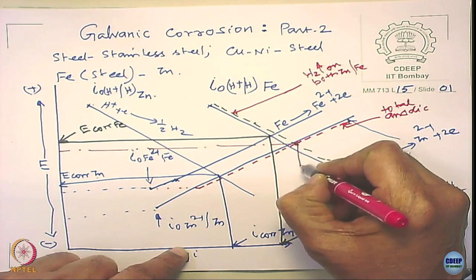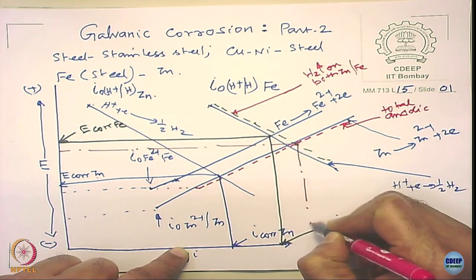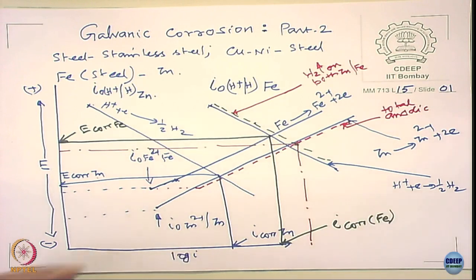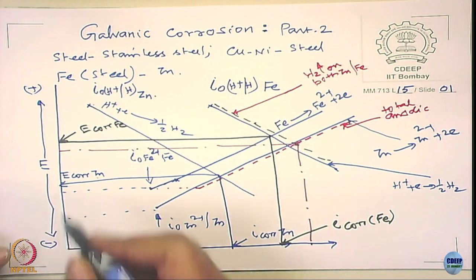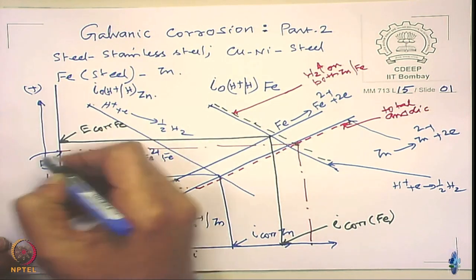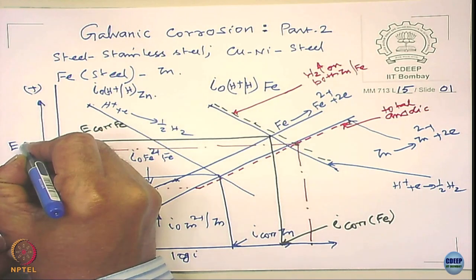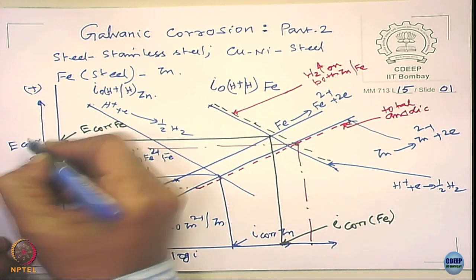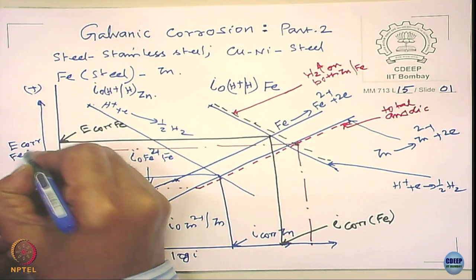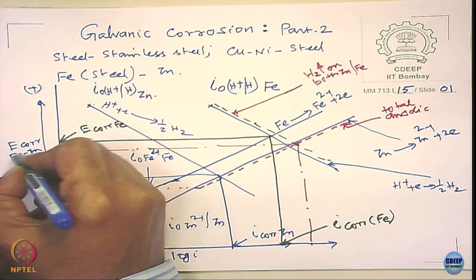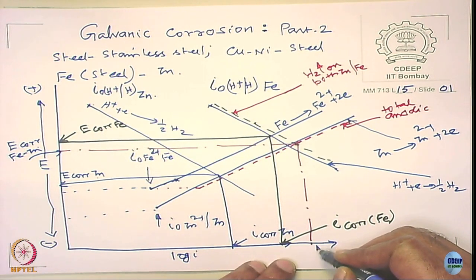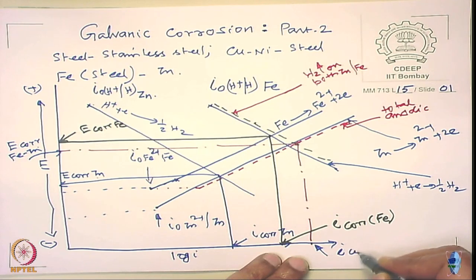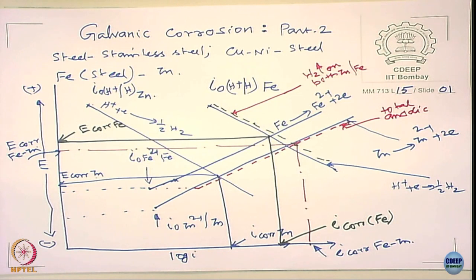And I draw this line. What is this potential called? This is Icorr of iron and zinc couple, right? This is the Icorr of iron zinc couple. Total corrosion rate is increasing actually, right?